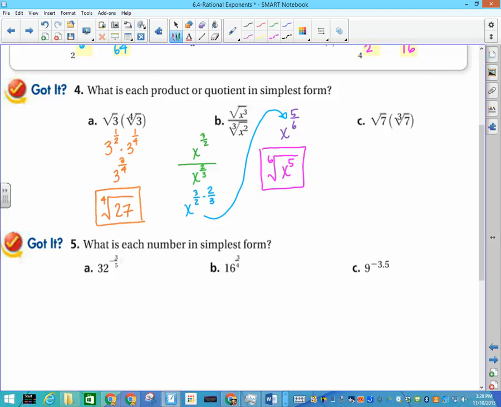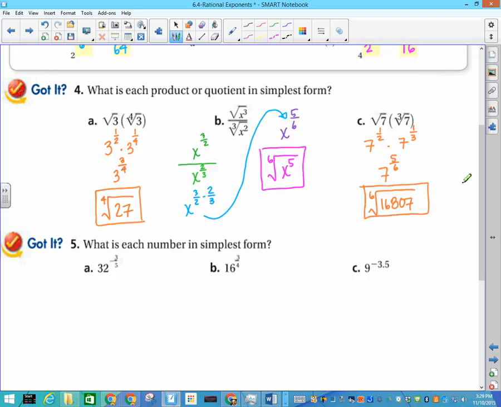Okay, look at the next one. It's similar to the first one, so we're going to have 7 to the 1/2 times 7 to the 1/3. I add my exponents, so 1/2 plus 1/3 is 5/6, and that is equal to the 6th root of 7 to the 5th, and 7 to the 5th is 16,807, because I know y'all keep that number in your head.